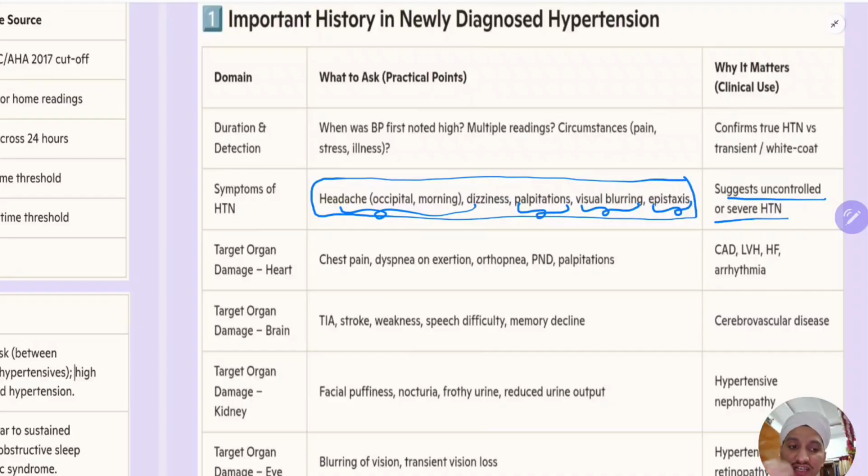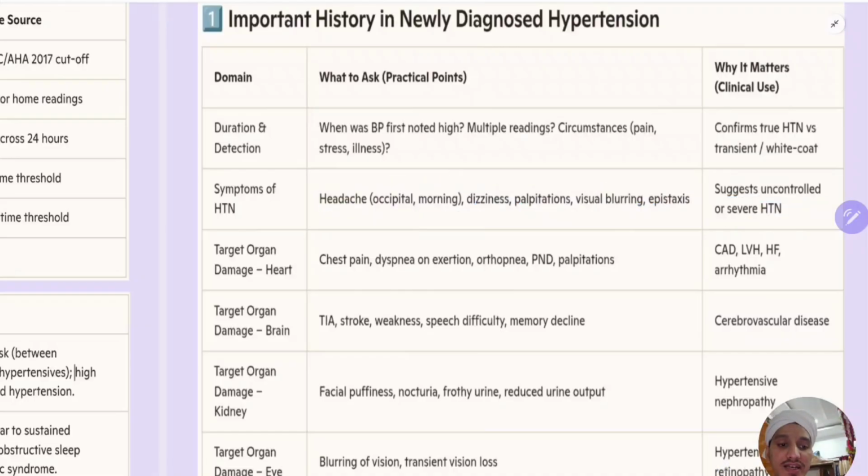Occipital headache in the morning, recurrent epistaxis particularly, and more specifically posterior nasal bleeding, not anterior, and history of palpitations, history of breathlessness, dizziness, all these things. These are the symptoms you ask the patient, and that will help us to know that the hypertension is severe or uncontrolled.